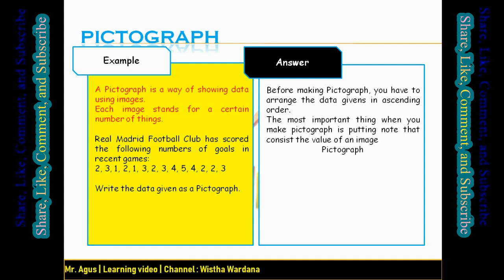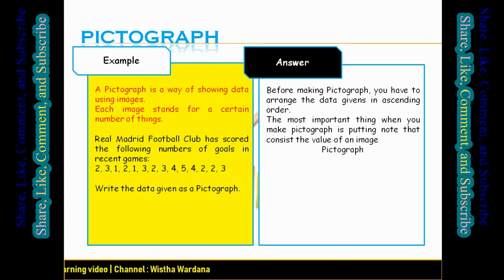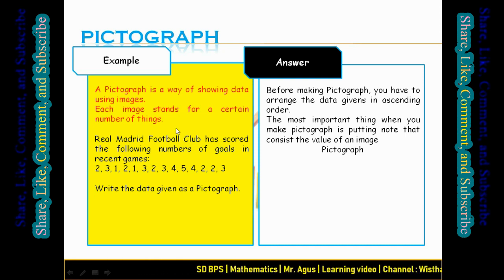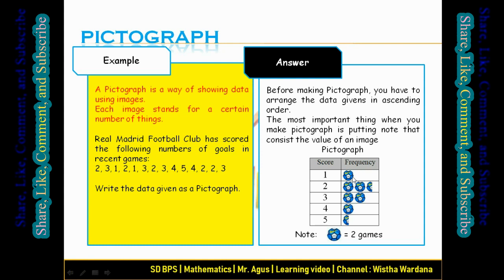But the most important thing when you make a picture graph is putting a note that states the value of an image. Like I told you before, I suggest you use an image that is related to the data given. In this case, this is about football. So I suggest you choose an image related to football. For example, like this, I choose an image of a ball. And I give the note: 1 ball equals 2 games.